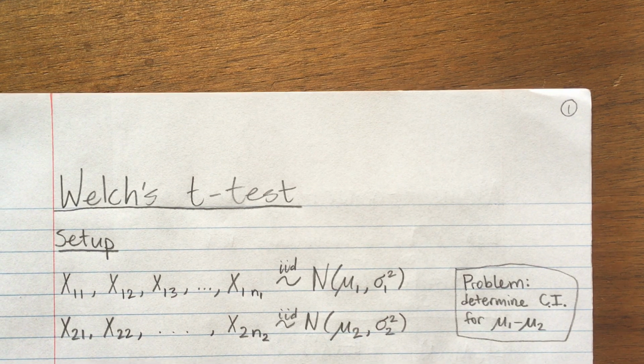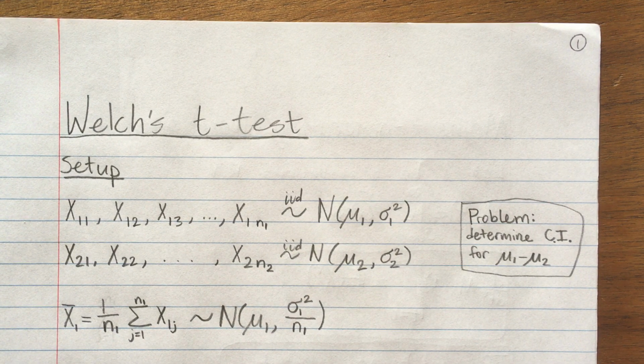We have two random samples. The first random sample is of size n1, and it's from a normal population with mean mu1 and variance sigma 1 squared. The second random sample is of size n2, which is not necessarily the same size as the first random sample. And the second random sample is from a normal population with mean mu2 and variance sigma 2 squared.